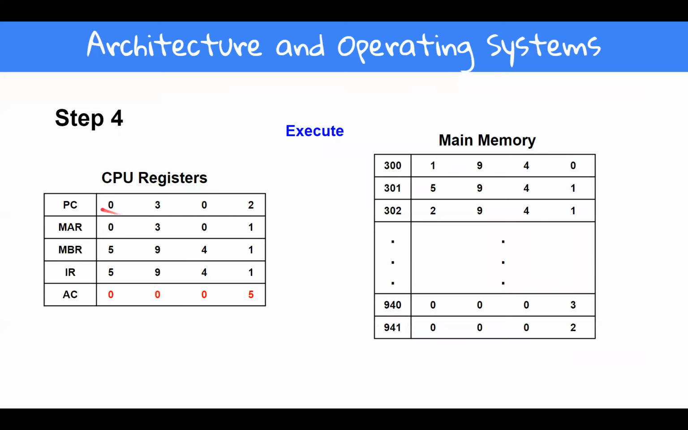Program counter is already incremented, 302. So 302, program counter gives the address to MAR. MAR specifies address, goes to the main memory, 302, gets the instruction, brings it to the MBR. MBR gives that to the IR. This is the end of the third fetch cycle.